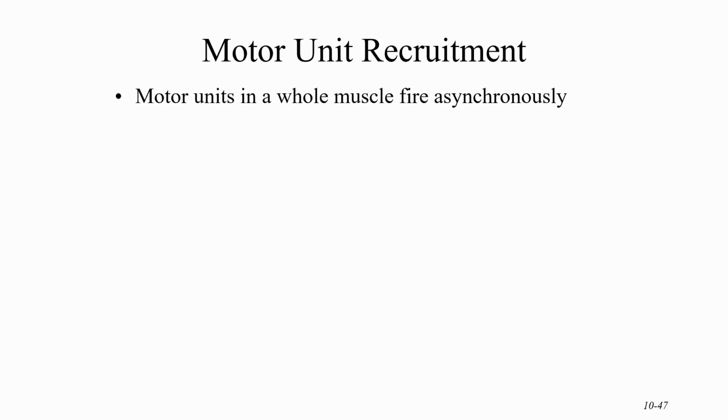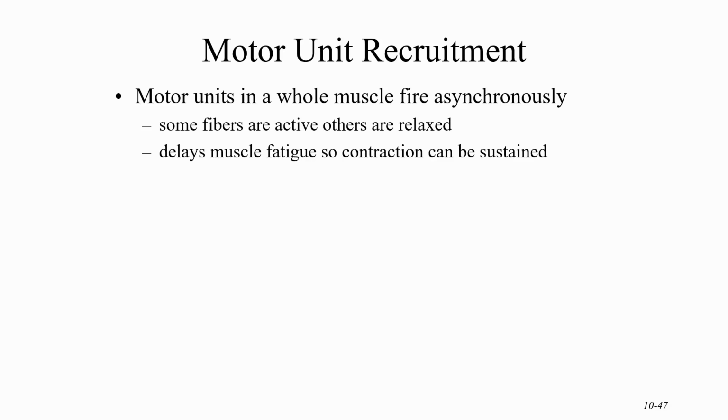Looking at motor unit recruitment, motor units in a whole muscle fire asynchronously. Some fibers are active while others are relaxed, and it delays muscle fatigue so that the contractions can be sustained. For instance, sitting upright, okay, your back muscles, some of those fibers are relaxing while the others are doing the job. That would be like, let's suppose you have to hoist something up with a rope, something really heavy, and there's a bunch of you holding on to that rope.